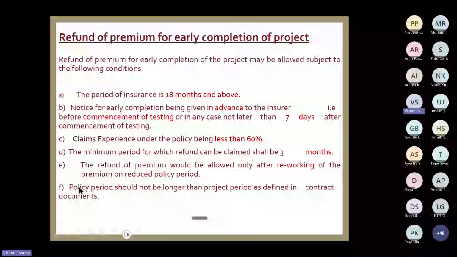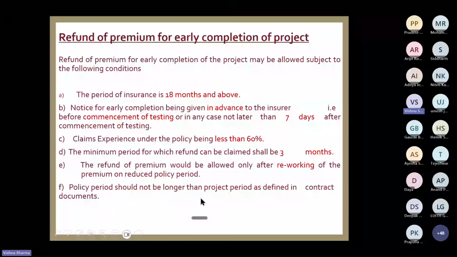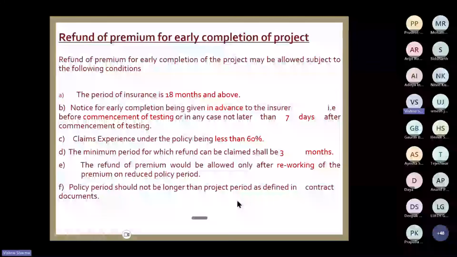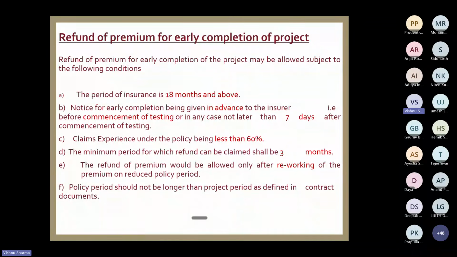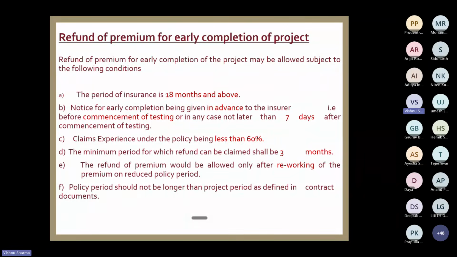Policy period. This is also very important. Initially, the policy period should not be intentionally kept longer just with the intention of taking a refund. That is not correct. If the contract says that your project period is 36 months and the policy is taken for 45 months, sorry, it is not allowed. What is allowed? As per the contract only, you take the policy, and then if you finish fast, only then are you entitled to a refund, otherwise no. Okay.